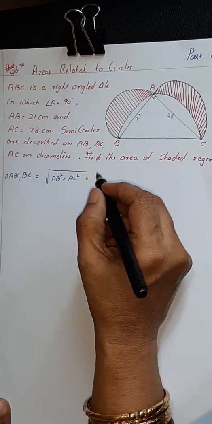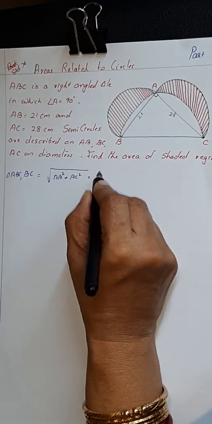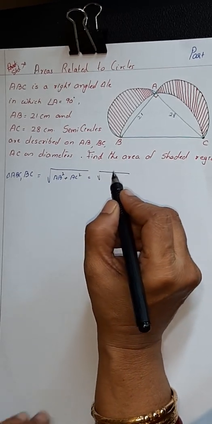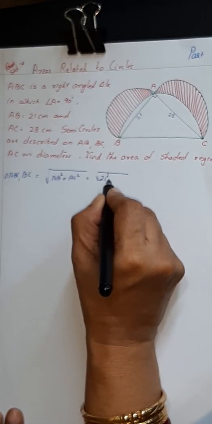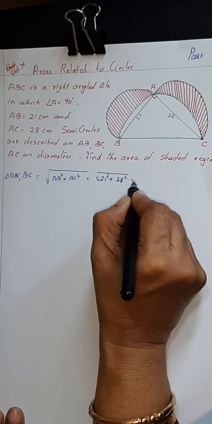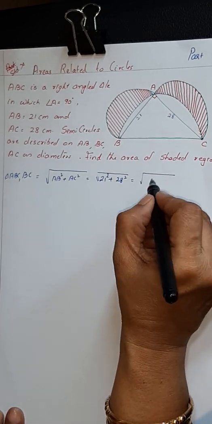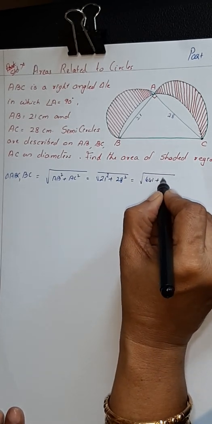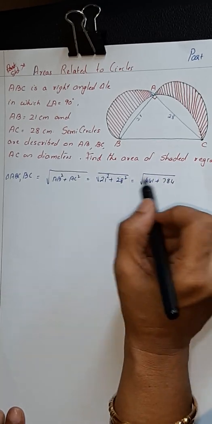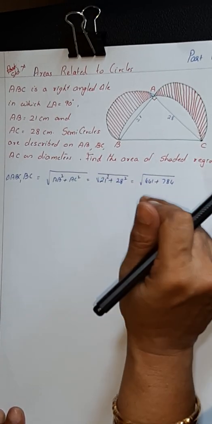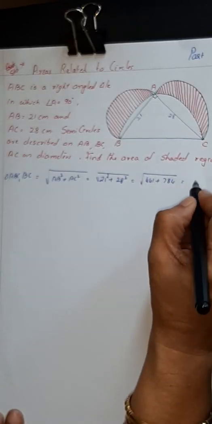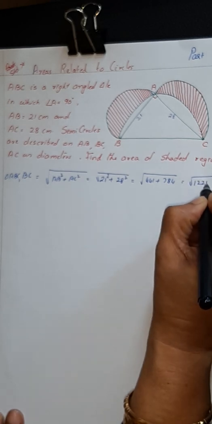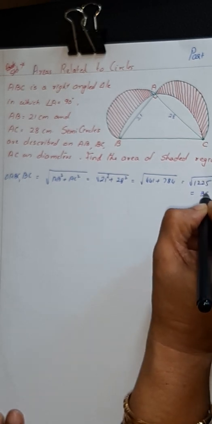So that is equal to root of 21 squared plus 28 squared. So this is equal to 441 plus 784. Try to remember the squares of these numbers at least till 30. It will be useful for you. It's very easy to remember also. So it is root of 1225, which is equal to 35.